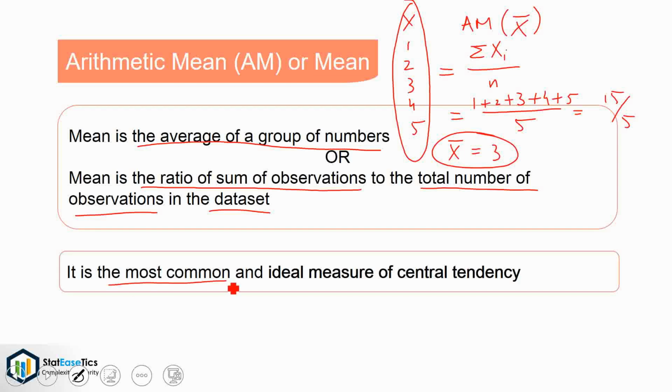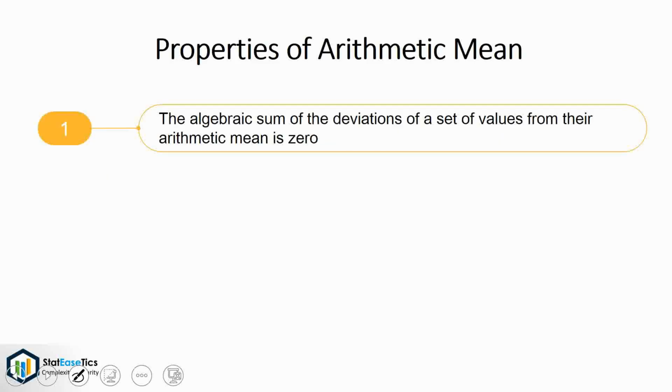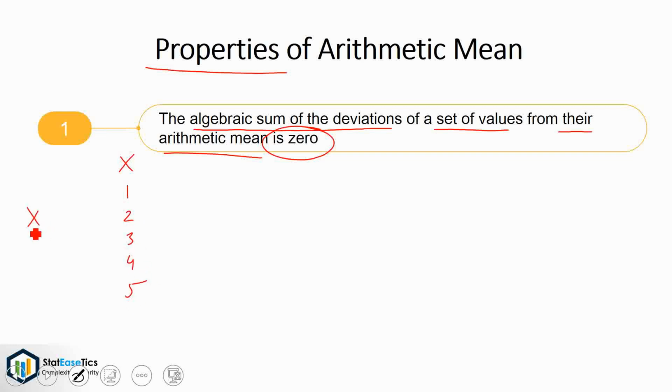Arithmetic mean is the most common and ideal measure of central tendency, as it satisfies almost all requisites of measures of central tendency. Let's see the properties of arithmetic mean in detail. The first one is the algebraic sum of the deviations of a set of values from their arithmetic mean is 0. For example, if we have data set X with observations 1, 2, 3, 4 and 5, the mean is equal to 3, and the deviation of each observation from the mean will be 1 minus 3, that is minus 2, then minus 1, 0, 1 and 2 respectively.